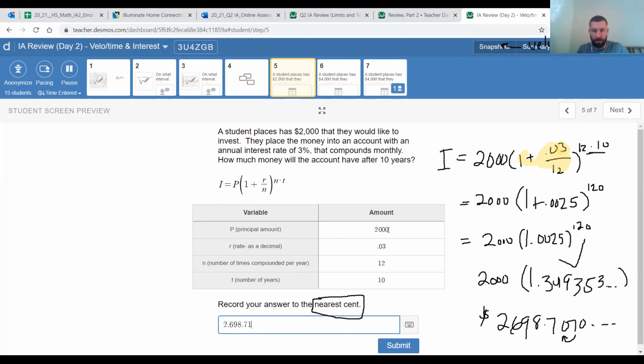So once again, your principal, your starting amount, your rate turned into a decimal. The number of times, you're going to have to do some thinking here. Monthly, right? Quarterly, hint, hint, wink, wink, is 4. And then number of years. Okay. Make sure that you solve inside first, take the inside raised to the power, and then you multiply by your coefficient. You will be perfect. There's your answer for that one.